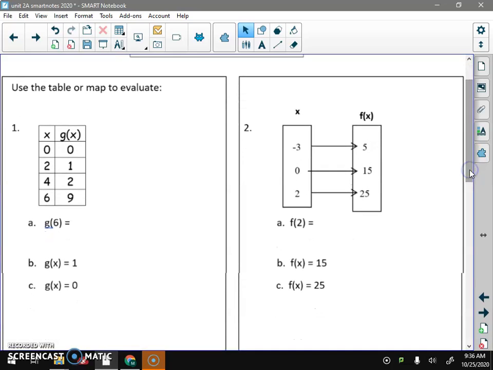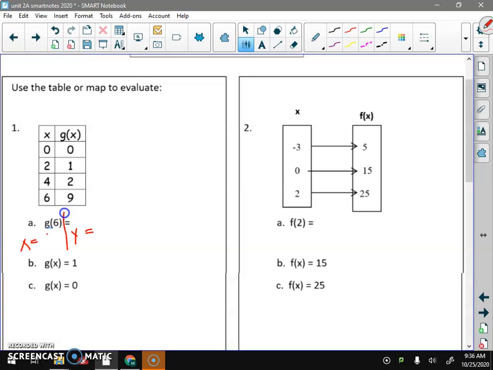We have a table here. g of x. g of 6 equals, this is good old practice. Draw that grade wall down through. x equals, y equals. x equals 6. What does 6 point to? It points to 9. Done.